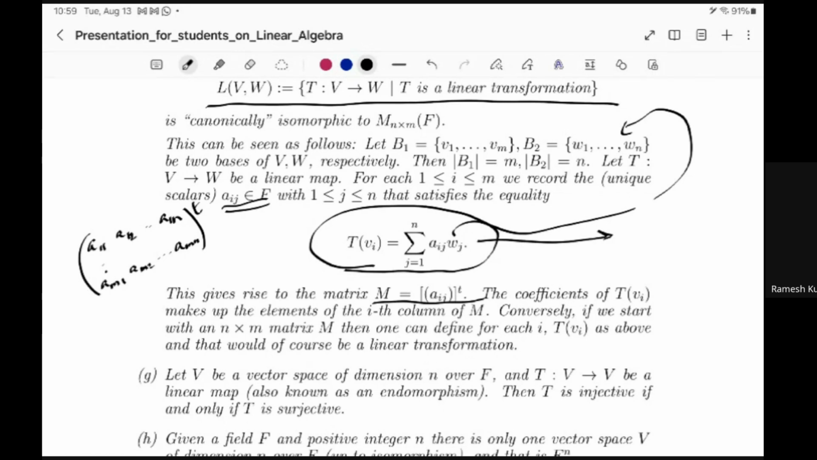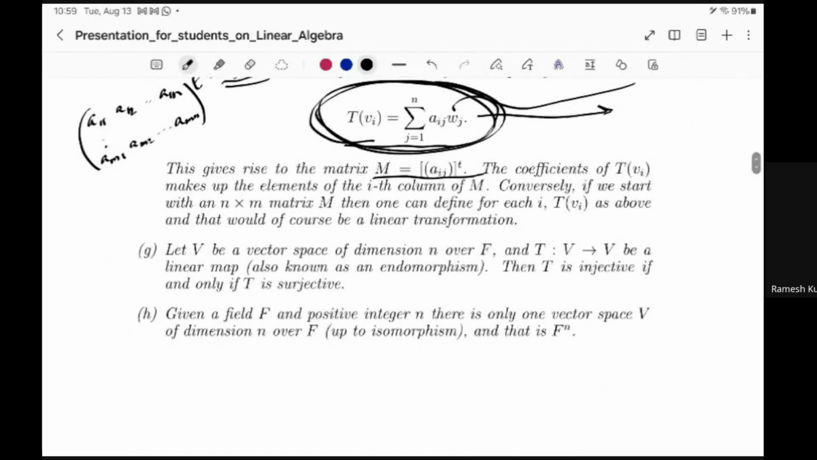So that is why you have an isomorphism between the set of all linear transformations from V to W and the set of all matrices of order n cross m, where of course this n and m have been previously defined. So from now on, you can think of every matrix as being some linear transformation, and the governing equation is going to be this right here. Okay.